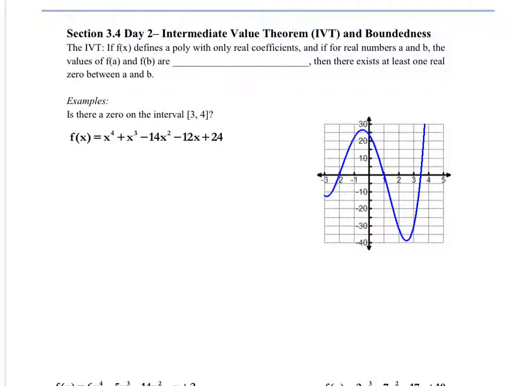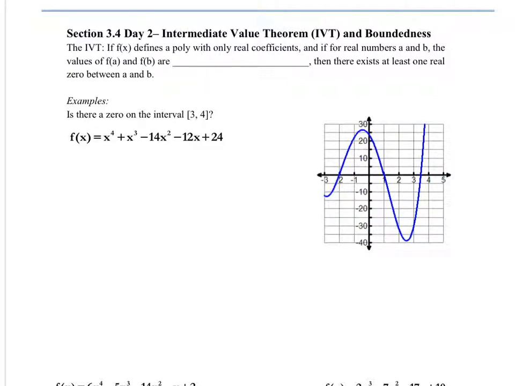Hey everybody, today we're doing section 3.4, something called the intermediate value theorem, or abbreviated as the IVT. We're also going to talk about boundedness, but it's a pretty simple synthetic division test that I'm going to show you what it means.